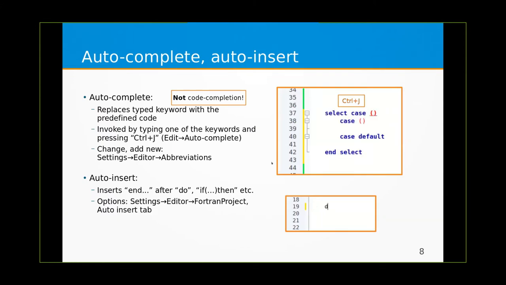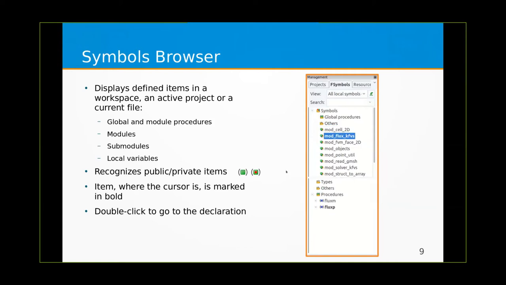Autocomplete feature: it replaces a short keyword with predefined code. It saves some time for typing, and the user can adjust or add new keywords as you like. The auto insert feature just inserts end statements and the like. Symbols browser: it displays what is inside our workspace, current project or current editor. It is clever enough to recognize the difference between private and public items.